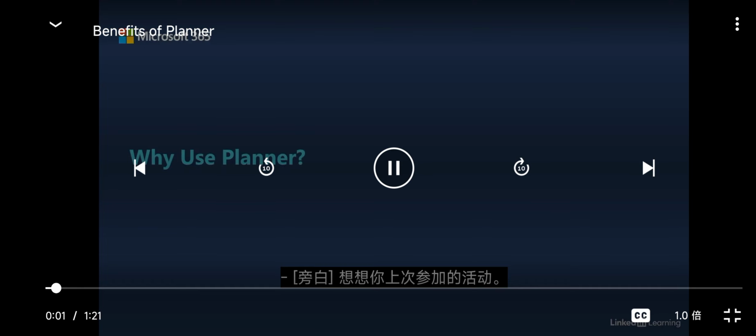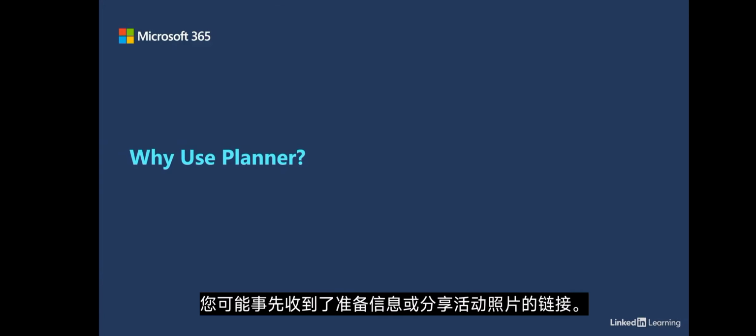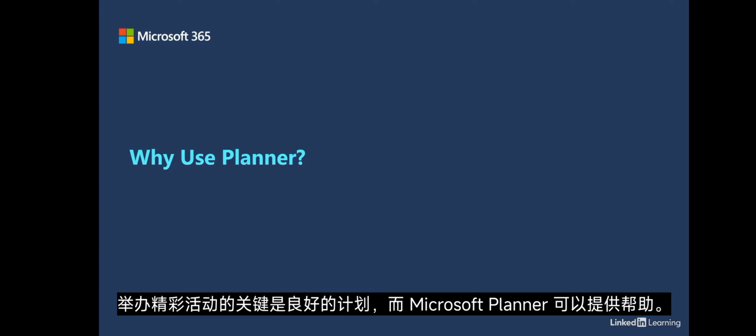Think about the last event you attended. Was it virtual or in person? You may have received information beforehand to prepare, or a link to share photos of the event. Now think of the preparation that had to happen before the event. The key to a great event is good planning, and Microsoft Planner can help.